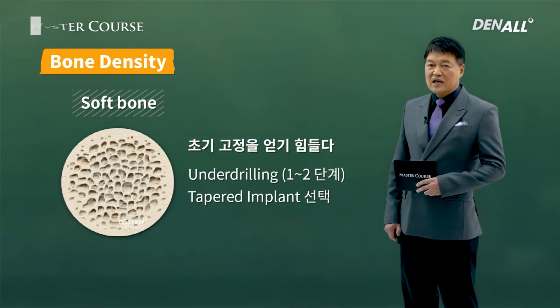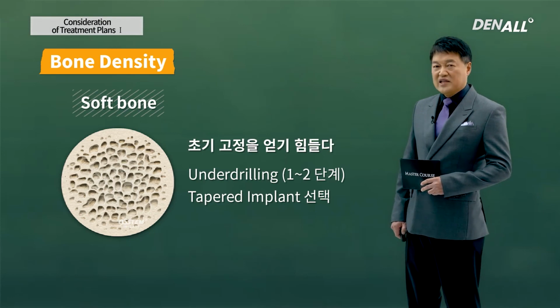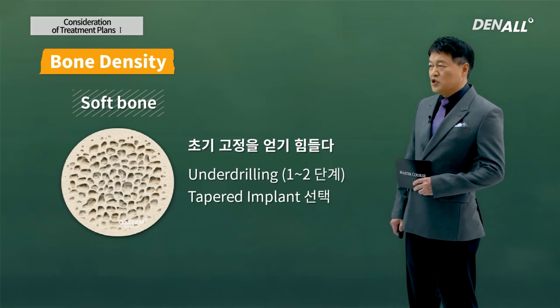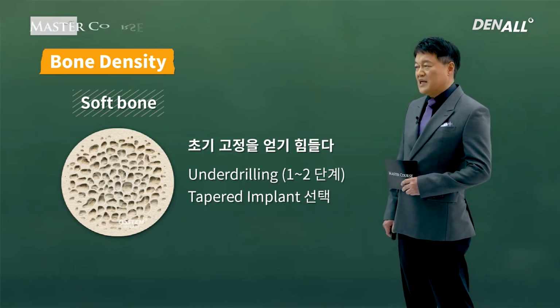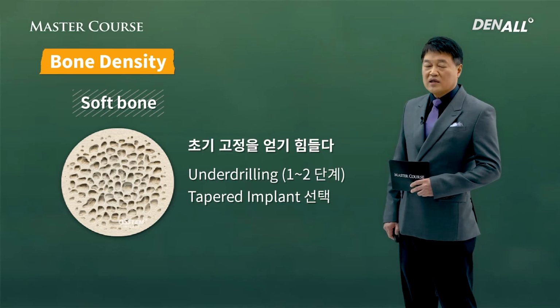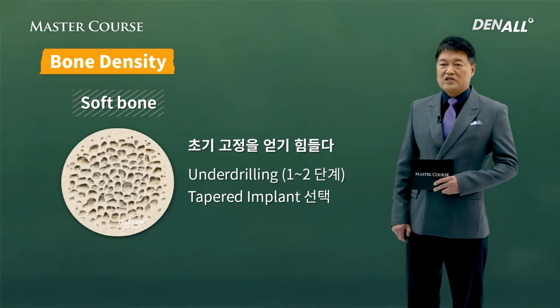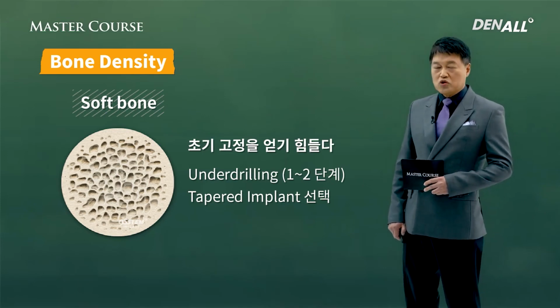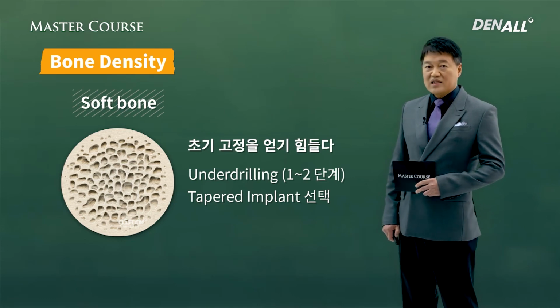So therefore, you need to do underdrilling by 1 or 2 sizes. Final drilling 1 or 2 steps down, underdrilling needs to be done to gain initial stability, and that is the key to preventing implant failure. Tapered implant should be chosen for initial stability as well. This is my case.